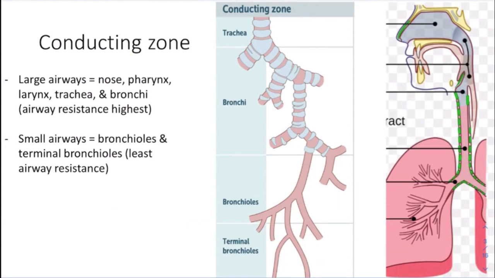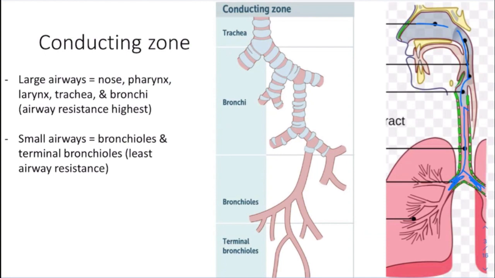Okay, so the conducting zone can be further classified into large airways and small airways. So the large airways are the nose, the pharynx, the larynx, the trachea, and the primary bronchi. In this area here, the primary bronchi, airway resistance is highest. So there's high resistance to airflow. And then we have the small airways, which include the bronchioles and the terminal bronchioles.